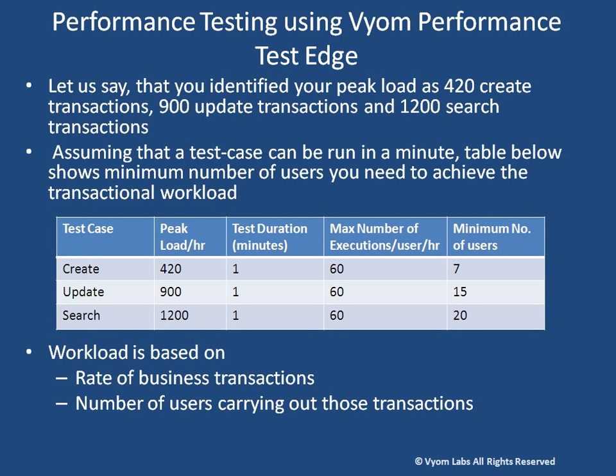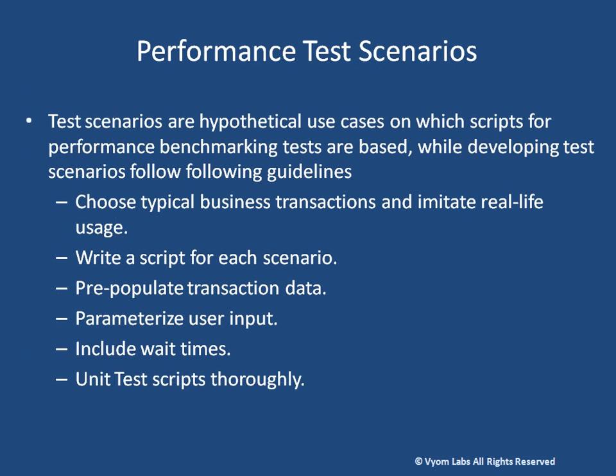As we can see in the table, for the create test case, the maximum number of executions per user per hour is 60. So to achieve the peak load of 420, a minimum of 7 users are required. Workload is calculated based on the following two parameters: rate of business transactions and number of users carrying out those transactions. The approach we use for performance testing with Vyom Performance TestEdge is as simple as recording HTTP traffic while executing use cases in a browser and then playing it back after parameterization.